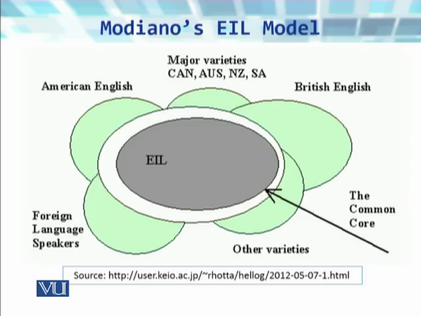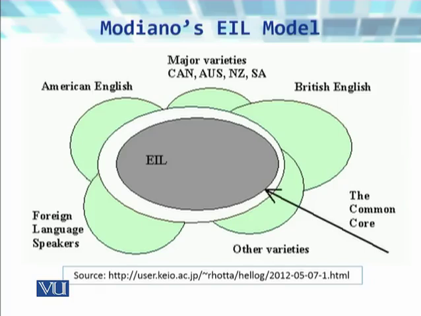The center is followed by a circle in which he has put what he calls the features which may or may not continue to be used. So it is the features which are in use in certain varieties at the moment, but we cannot be sure whether they'll continue to be used or will fall into obscurity. For this reason, he has not included those features or the varieties which have those common features in the English as an international language, which is the core of this model.